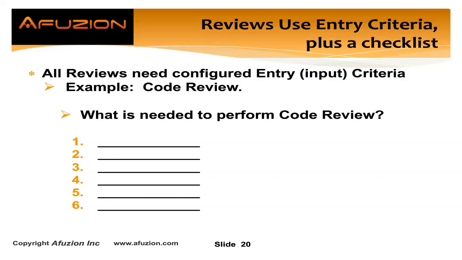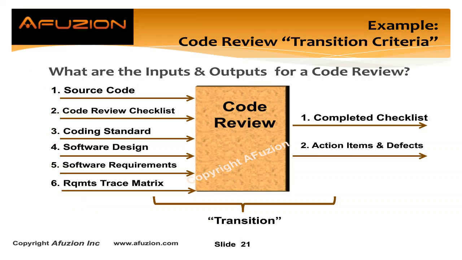The verifier, independent for level A and B, uses all six of these inputs, and quality assurance assesses to ensure the verifier and developer did exactly that. What are those six inputs? Easy. Source code, checklist, coding standard, the software design, because remember, the design is the bridge between requirements and code. Then the actual software requirements, the requirements trace matrix. These are the six inputs.